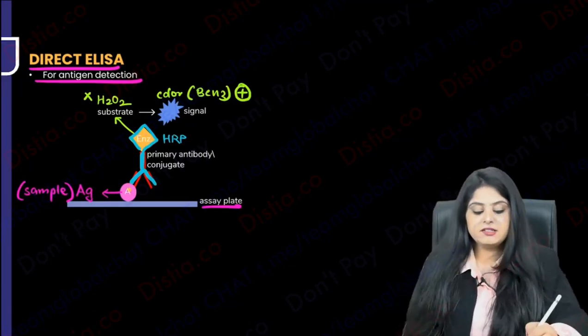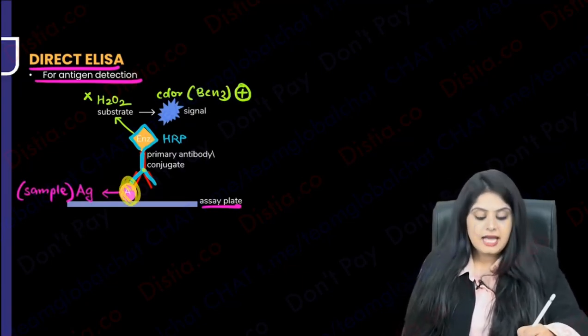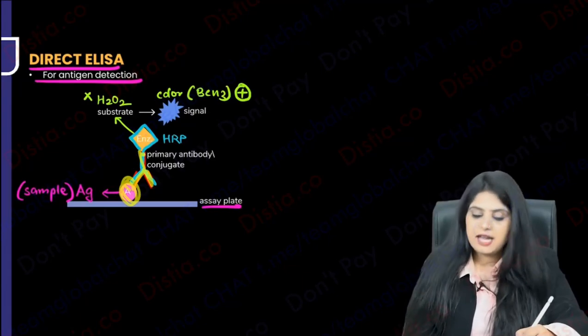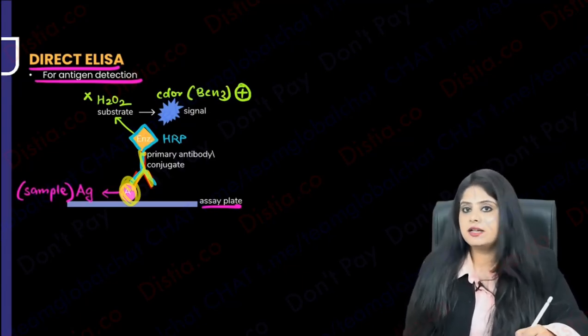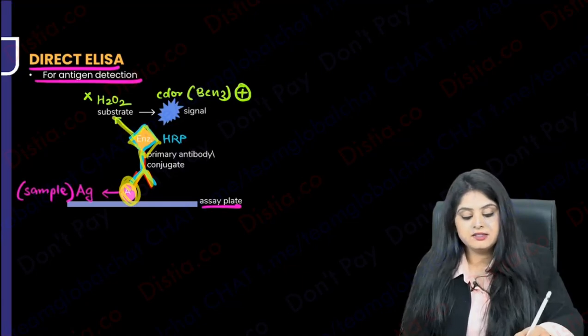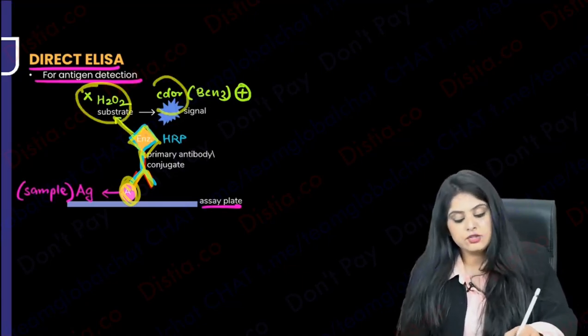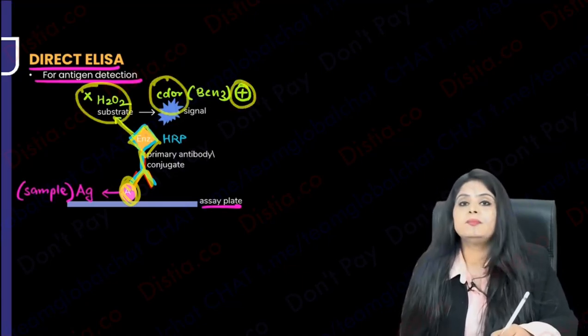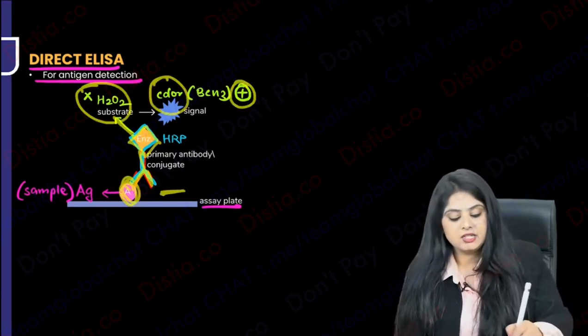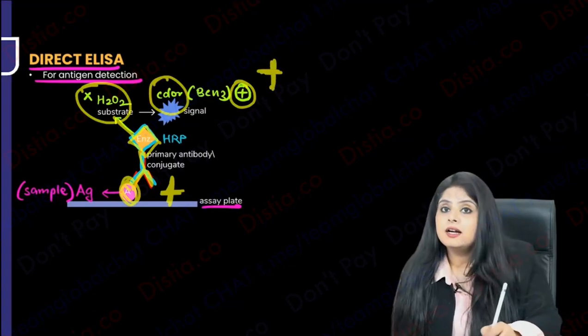So simple. If there is an antigen in the patient's blood and you add an antibody, the antibody will get attached to it. If you add an enzyme, the enzyme will break this H2O2. H2O2 will change the color and the color of benzidine will come out. So simple. If there is antigen, the color will come.